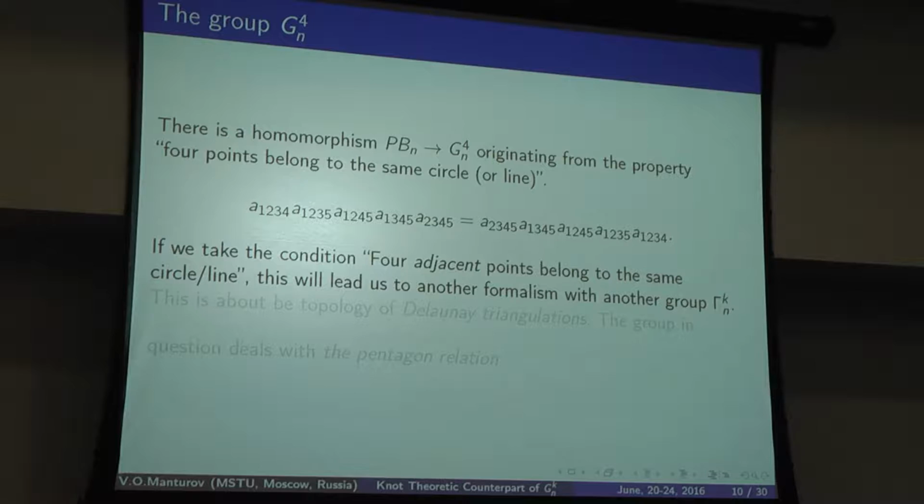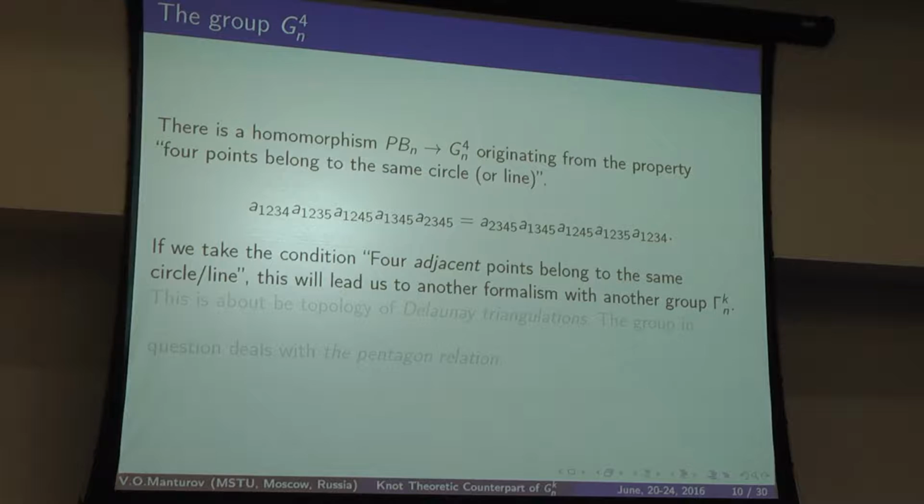And now the relation for PB_n, for G_n^4, will look like something like that: 1234, 1235, 1245, 1345, 2345, and the same in the opposite order. Note that besides the approach which follows from the general principle formulated in the very beginning of my talk, there is some other approach which is not a partial case of that.